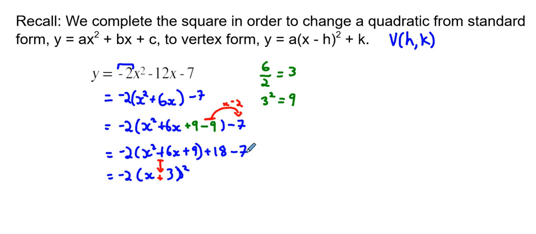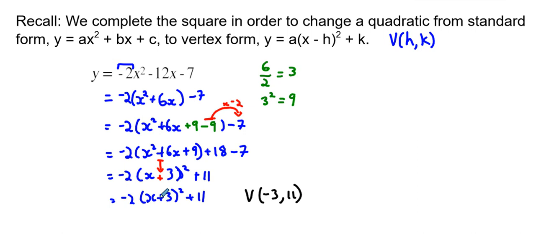Then we're going to do this addition on the end, or subtraction in this case. 18 minus 7 is positive 11. And so I'll rewrite this one last step here, but basically we're done. I just want to rewrite it without that extra red notation there. So this is this quadratic in vertex form. And we can see now that the vertex of this quadratic will happen at negative 3, comma 11.